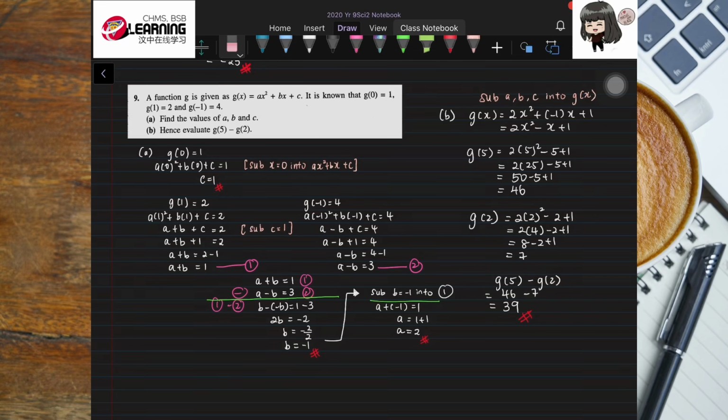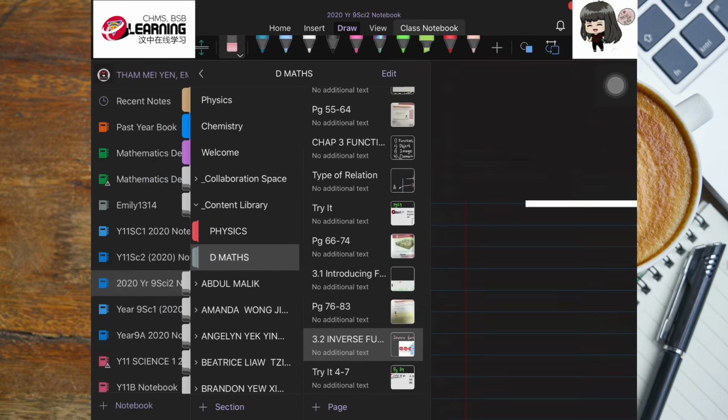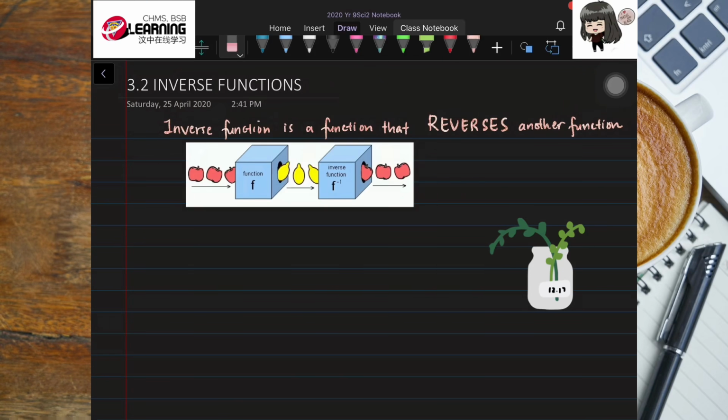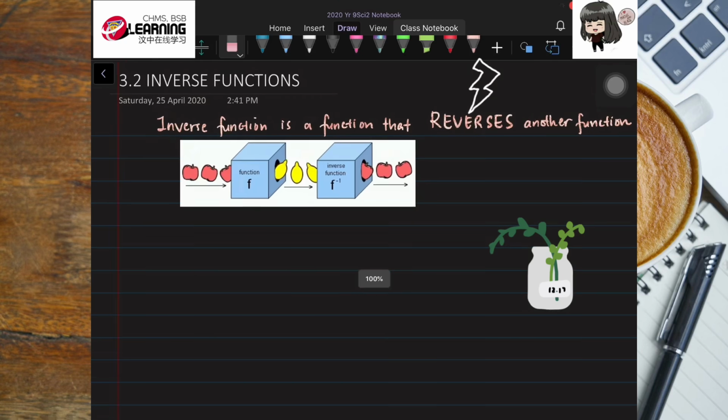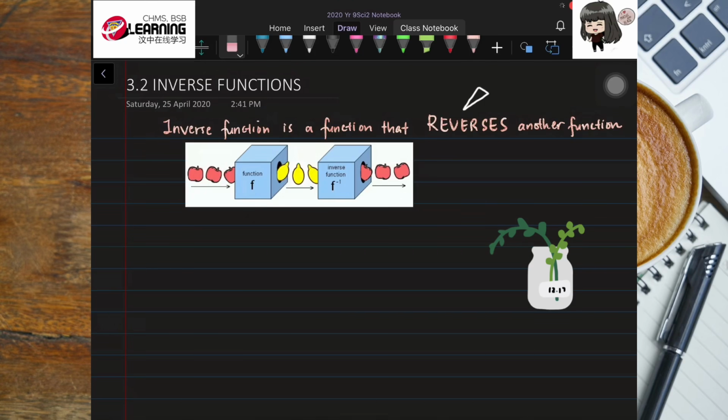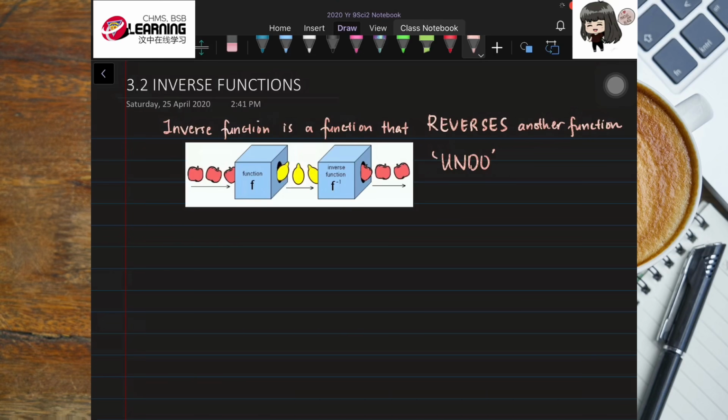Alright? Today we are going to the next subtopic, which is inverse function. Inverse function is a function that reverses another function. The word inverse here, or another word for it, is undo. So it's a process of undoing the function.